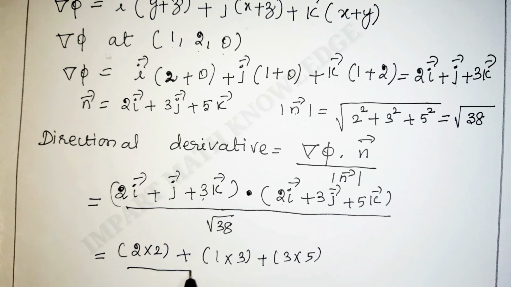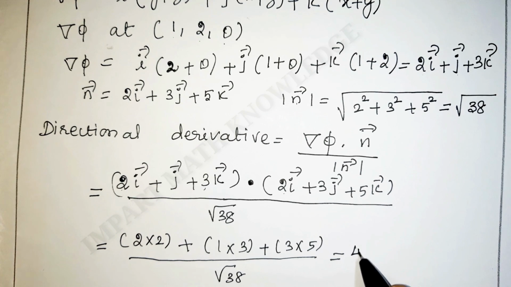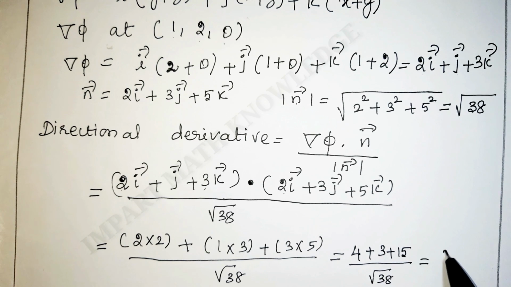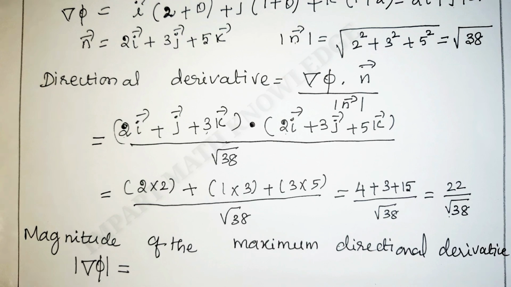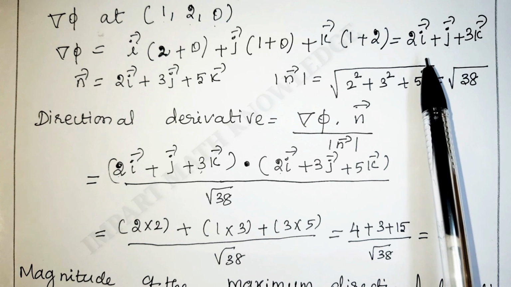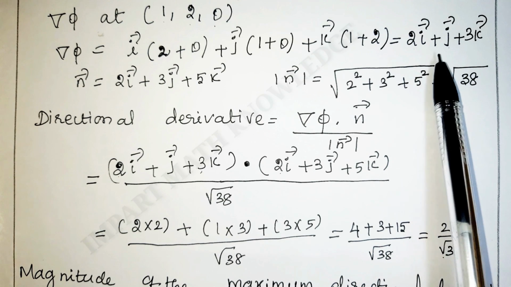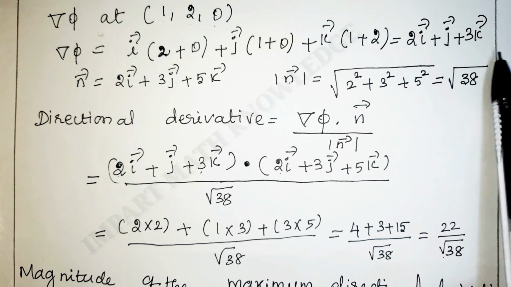Whole thing divided by root 38. This is equal to 4 plus 3 plus 15 divided by root 38. So the value is 22 divided by root 38. Next we have to find the magnitude of the maximum directional derivative. That is nothing but modulus of del phi. Del phi is 2i vector plus j vector plus 3k vector.